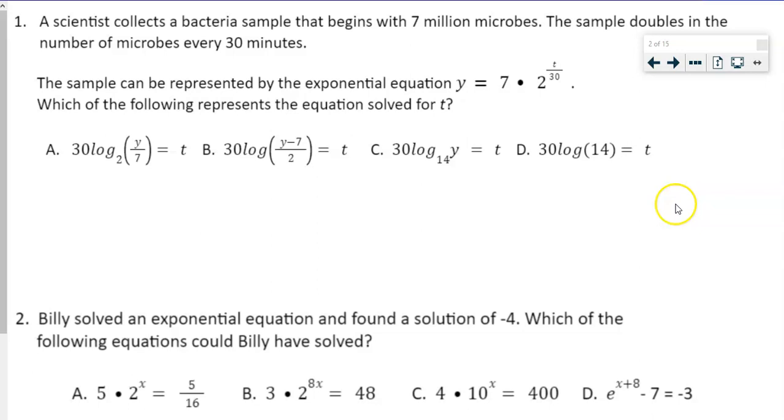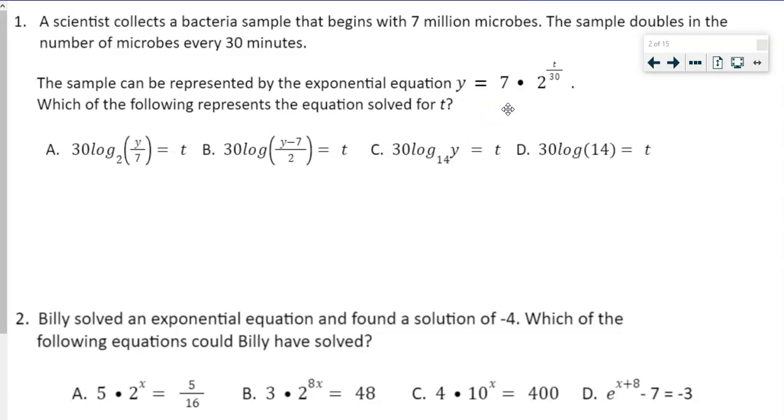First question. A scientist collects a bacteria sample that begins with 7 million microbes. The sample doubles in number of microbes every 30 minutes. The sample can be represented by the exponential equation y equals 7 times 2 to the t over 30. Which of the following represents the equation to solve for t?